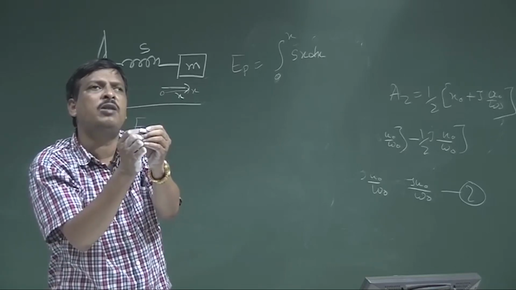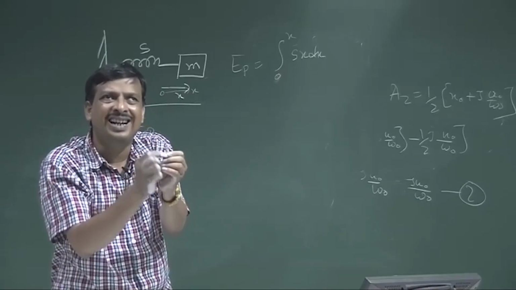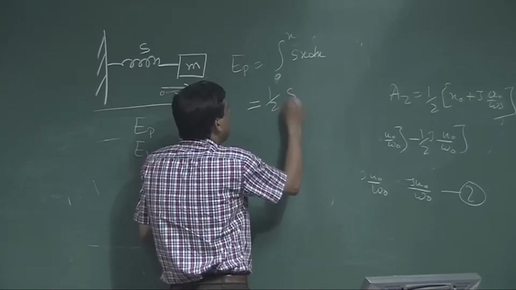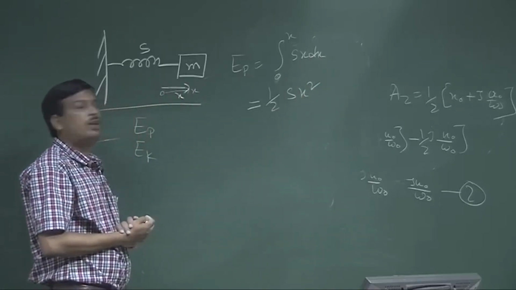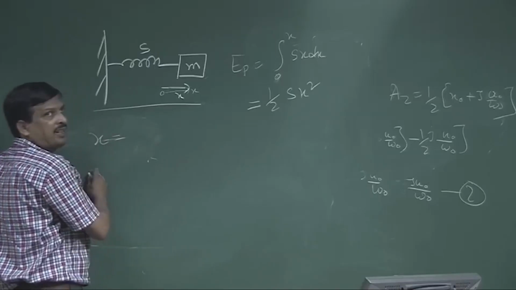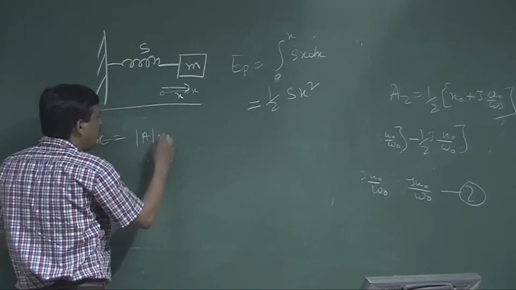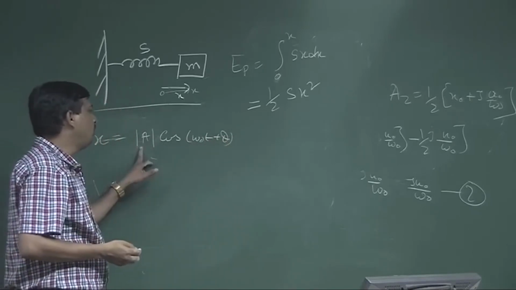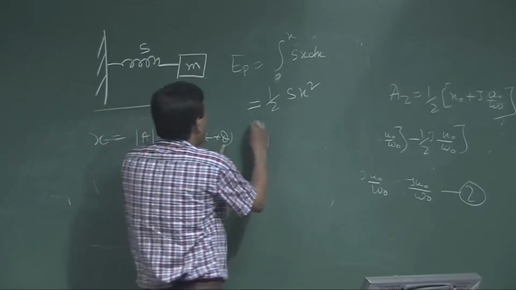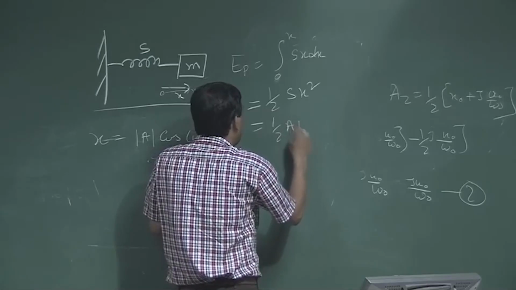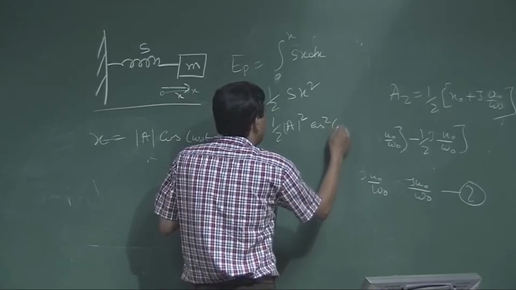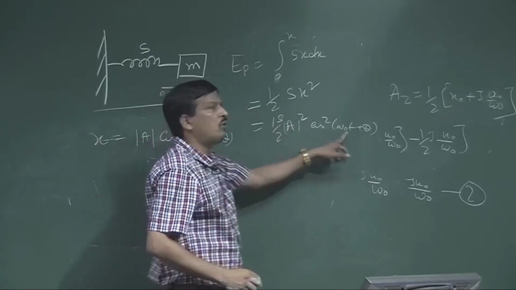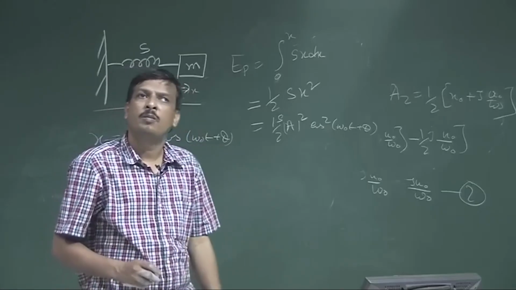So, how do we find that potential energy? Integration from 0 to x of s x dx. If I do the integration, it is half s x square. Now, x is the real part, the mod of the amplitude A times cos(omega 0 t plus phi). If I put that in, I get half s times mod A square times cos square(omega 0 t plus phi). That is the potential energy.